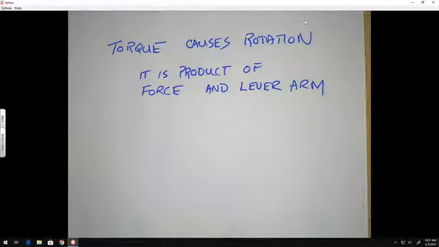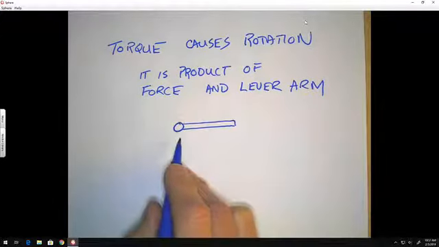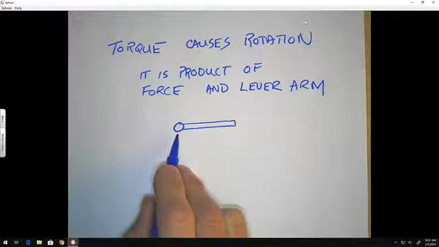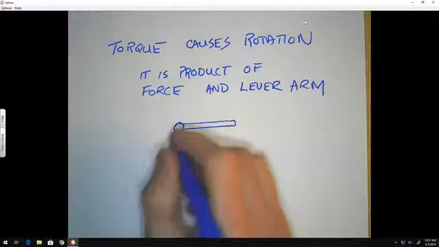To illustrate this, let me make a sketch. How about a door? This doesn't look like a door, but if you were to see a door from up above, the hinge would be at one end. We're going to call that the pivot. This is the hinge part of the door, and this is the actual body of the door. When you want to pull the door open, you might apply a force this way.